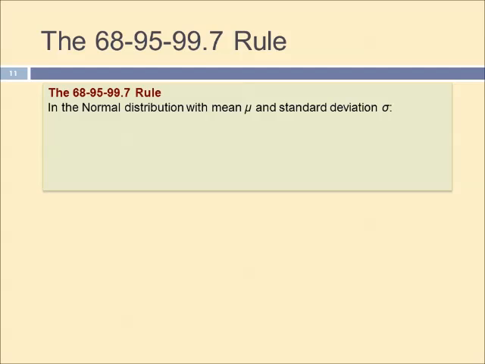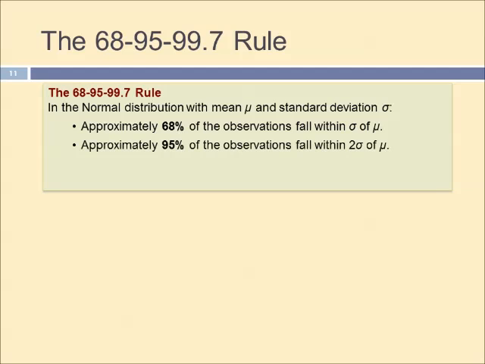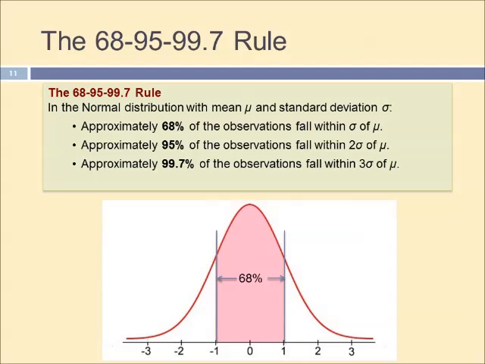Now, for any normal distribution with mean, mu, and standard deviation sigma, approximately 68% of all the observations will fall within one standard deviation of the mean. Approximately 95% of all the observations fall within two standard deviations of the mean. Approximately 99.7%, virtually all of the observations, fall within three standard deviations of the mean. So we get something that looks like this.